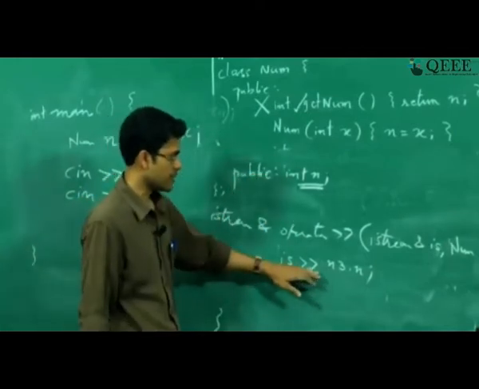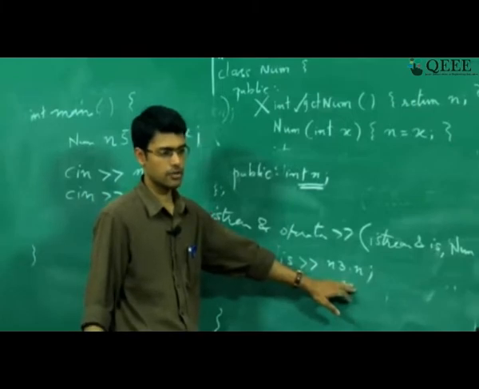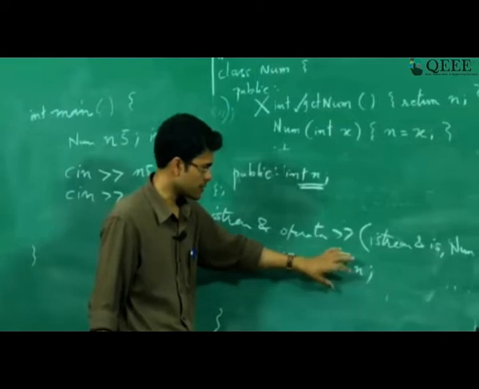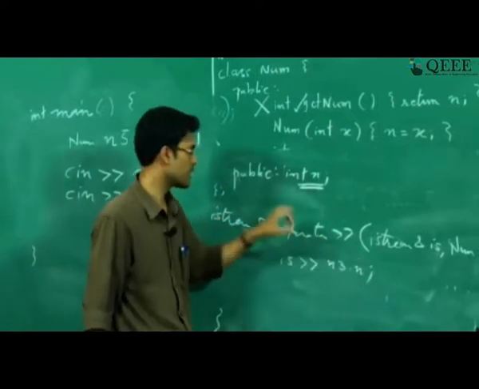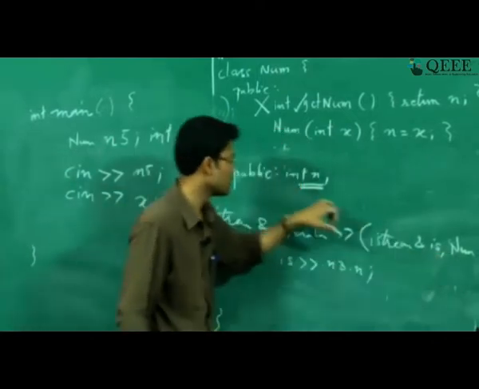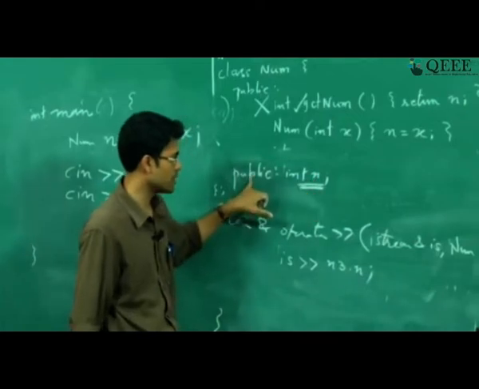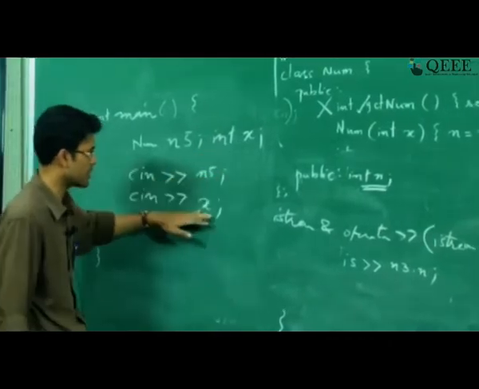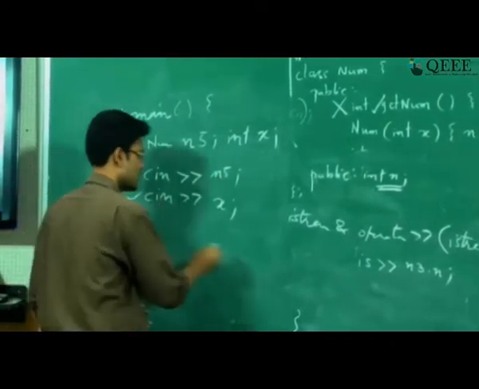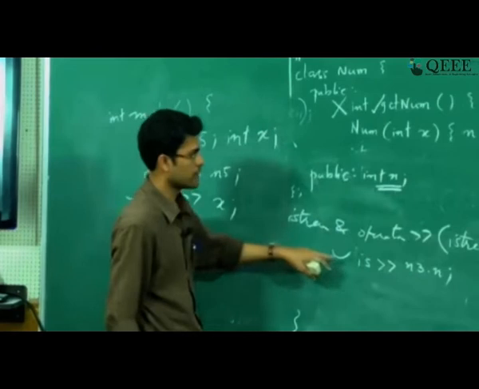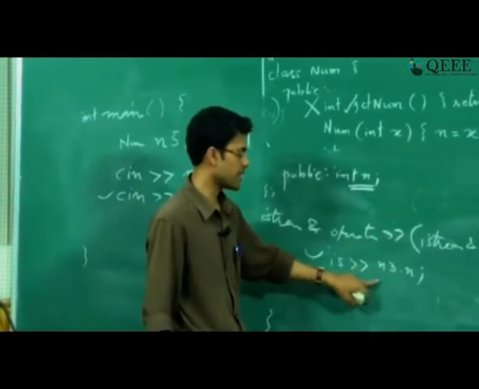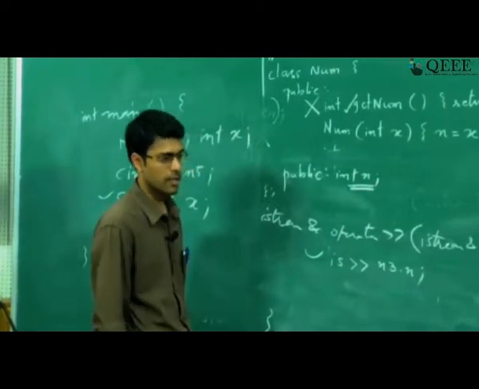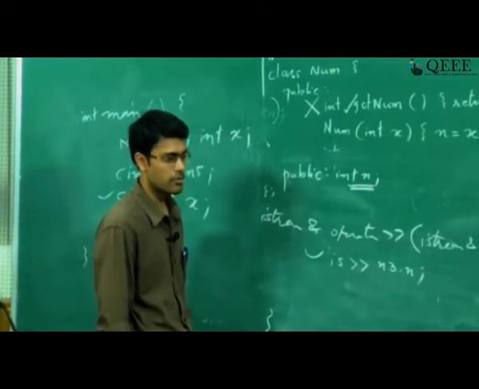So the istream right shift n3.n, this should read. So the right hand side is now an integer. This n3 is of type num, dot n is referring to the integer type. So this one is supported, which is the same as this one, so this is allowed and this is allowed, and therefore now the right shift on num is getting translated into the right shift onto n3.n, right?